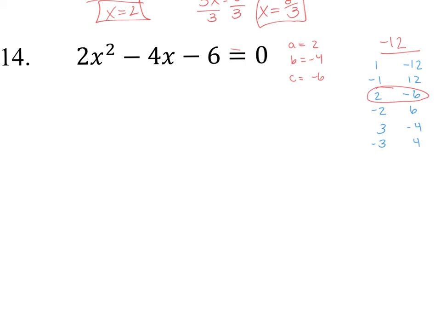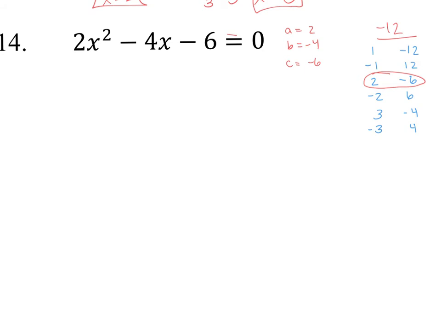Okay, now that I've chosen my factor pairs, I'm going to go ahead and plug back into my original quadratic function. So 2x squared plus 2x minus 6x minus 6 equals 0. Okay, so now that we have this, we're going to go ahead and group.